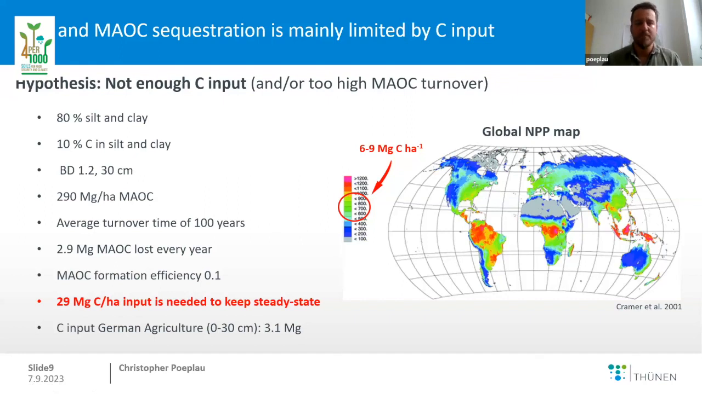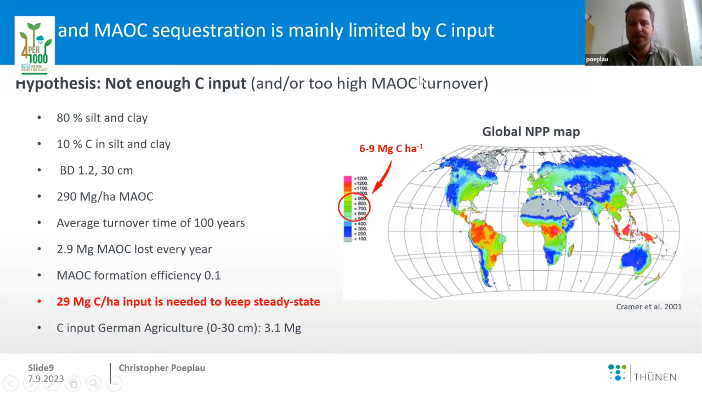That is way up, way beyond what we actually have. So the carbon input of German agriculture is 3 tons. So that's 1/10. And if you look at a global NPP map, and let's see just the temperate region, we have 6 to 9 megagram of pure carbon per hectare. We would need 29 to actually come across this 8% line. So basically, in very high clay and silt soils, the major limit is the carbon input.